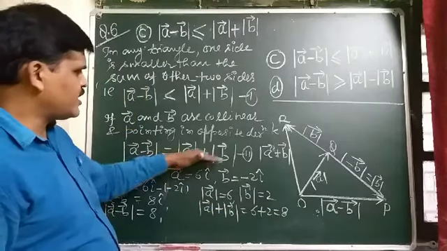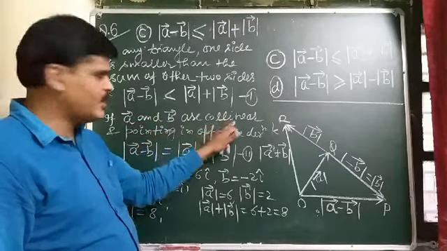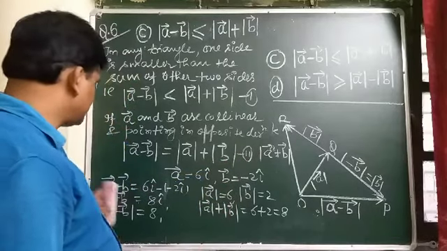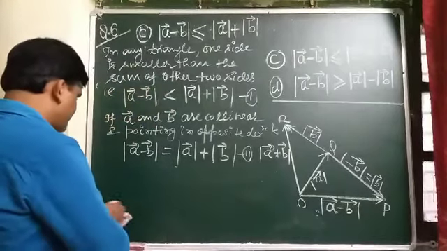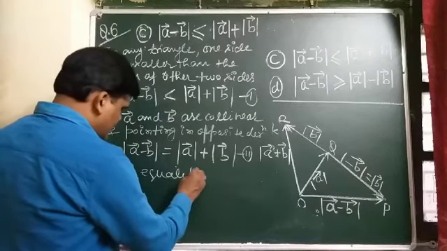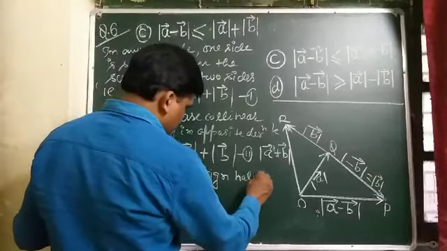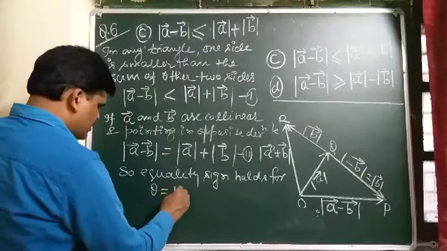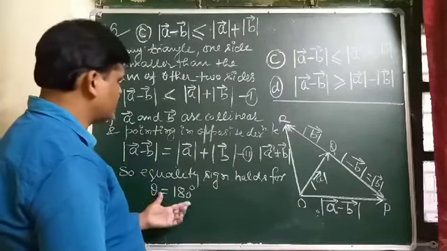So this equality sign holds when two vectors A and B are collinear pointing in opposite direction. And in this case, equality sign holds for theta equal to what? 180 degree, if two vectors A and B are acting in opposite direction.